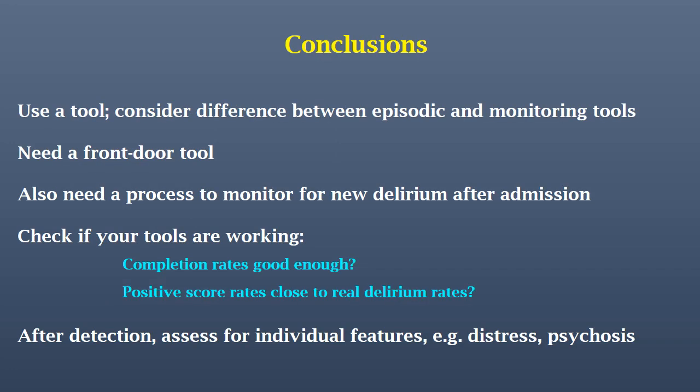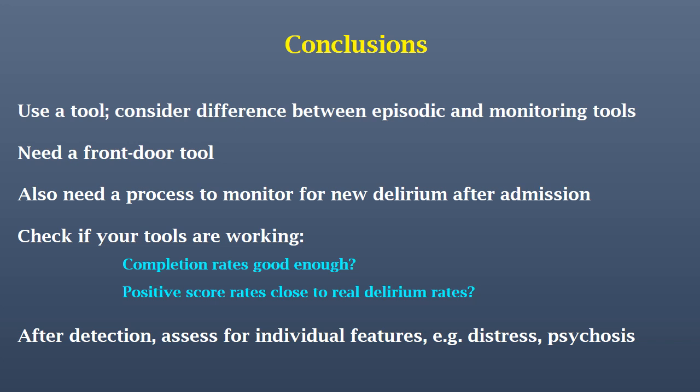So in conclusion, as I said before, we do need to use tools for reliable detection of delirium, but I think it's important to distinguish between episodic tools and monitoring tools, because they have different features and characteristics and they're used in different ways in real-world practice. We need a robust process at the front door to detect delirium reliably, and we need a separate process to repetitively monitor for new delirium in patients who are high risk after admission, but without placing too much burden on staff and patients by, for example, doing cognitive tests 3 times a day for weeks on end.